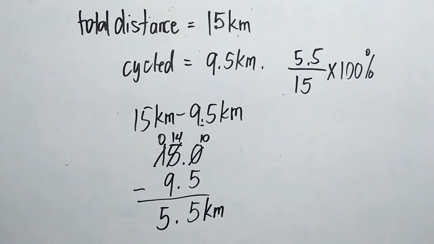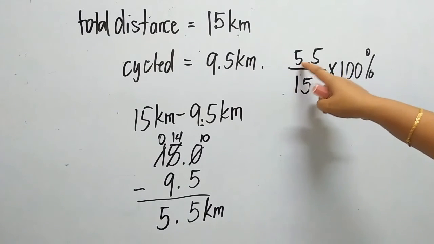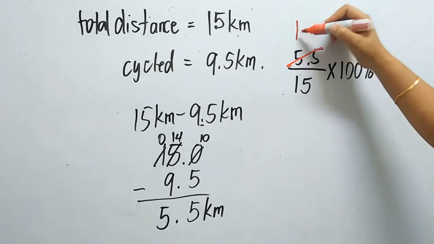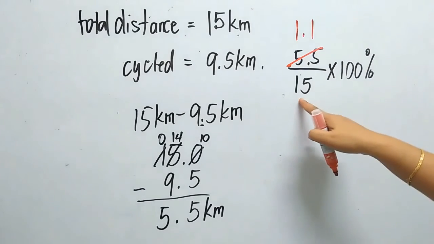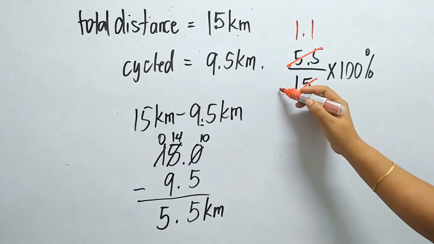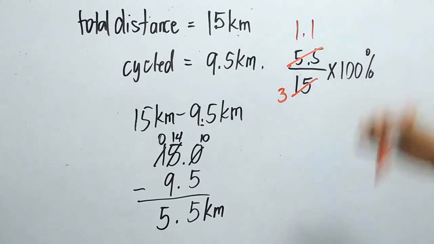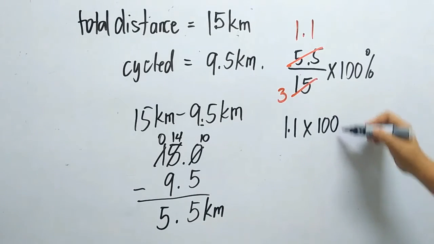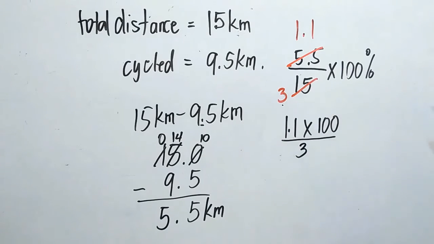Okay, before we multiply, take a look at the numbers. Are there numbers that we can simplify? Yes. What number can we divide by 5.5 and 15? Divide by 5. Okay? 5.5 divided by 5 is 1.1. 15 divided by 5 is 3. So we have 1.1 times 100. The denominator is 3. So we need to multiply the numerators. We're going to use the shortcut.